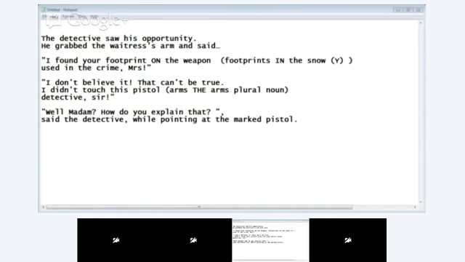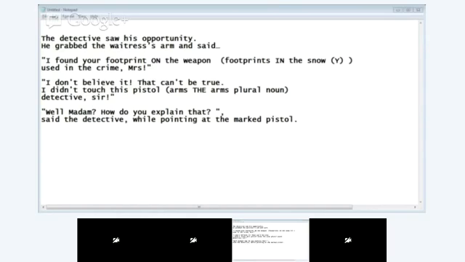Yeah, that word weapon. Let's look at that word. It's not clock, it's weapon. Can you say weapon? Weapon. Yeah, so read on from there then. I found your footprints on the weapon used in the crime, Mrs. I don't believe it. That can't be true. I didn't touch this pistol. Pistol. Good. Well, madam, how do you explain that? said the detective while pointing at the marked pistol.